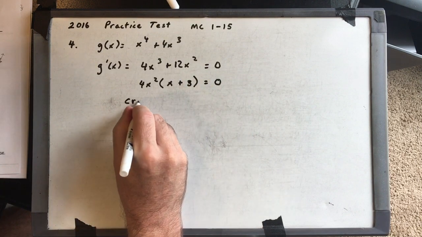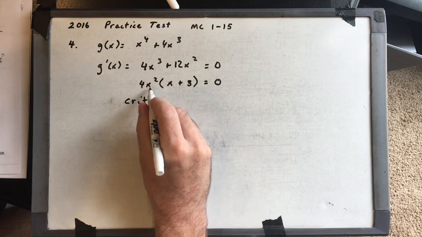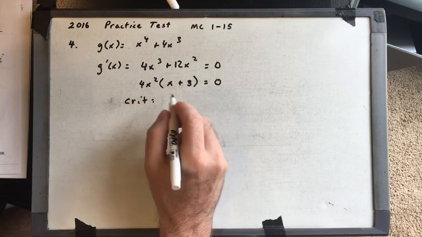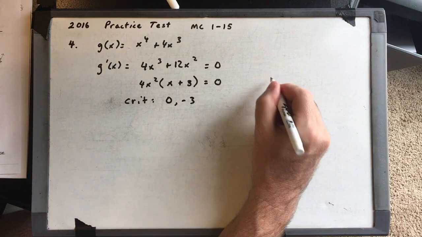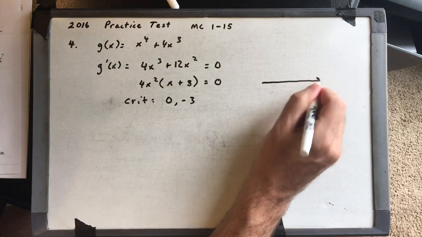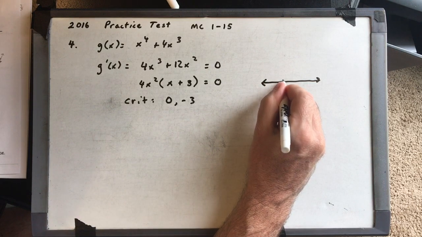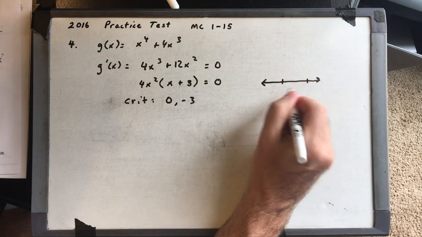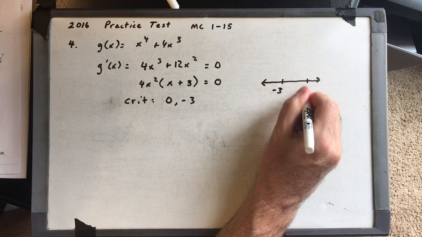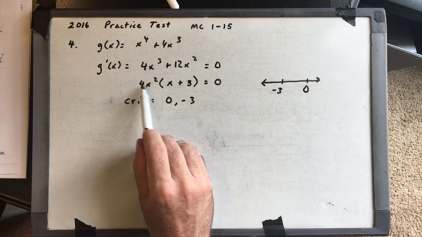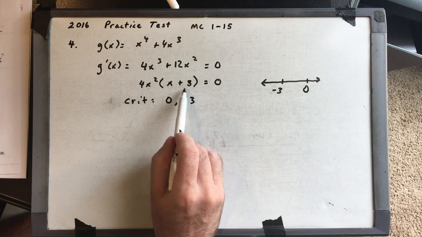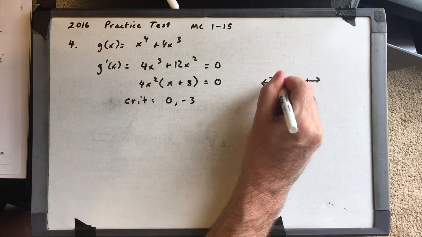So our critical points are at 0. That'd make it 0, right? So 0 and -3. So I'm going to do a sign line and see if we have maxes and mins. There, so -3, 0. Let's plug in, I don't know, -5. That's going to be positive because you're squaring it, times a negative, so negative.